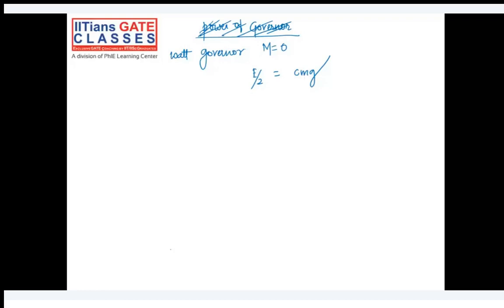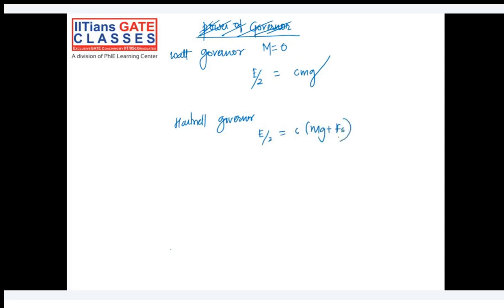For the Hartnell governor, the formula is E by 2 equal to C times (mg plus fs), because we have spring force here, which is fs. So E by 2 is equal to C times (mg plus frictional force). These formulas are important. CmG is the basic formula for the Watt governor. If you are using a Porter governor, it's CG times (m plus M). If it is a Hartnell governor, it is C times (mg plus fs). So the formulas are more or less similar.